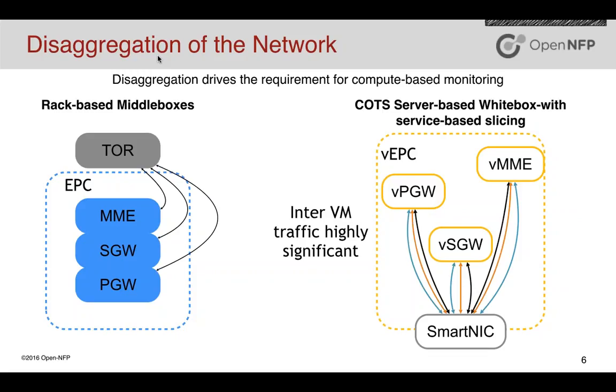So the whole problem is that a lot of the monitoring in the previous generation of networks was based around boxes. So you have these rack-based middle boxes where you had your MMEs, your S gateways, and your P gateways. These are all items within your evolved packet core. And the problem is these are getting totally virtualized now. So you get virtual machines whereby you have a virtual packet gateway, a virtual S gateway, and a virtual MME all sitting within a particular server.